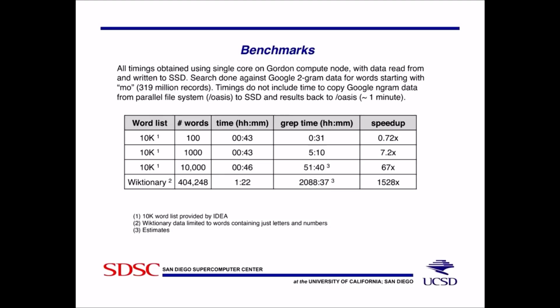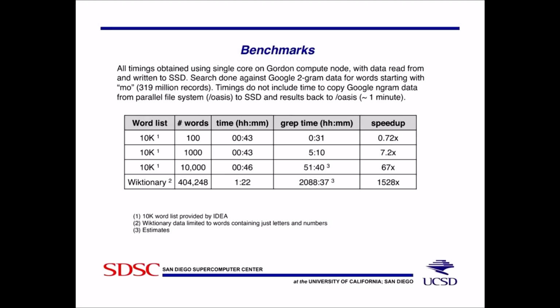So I'm showing timings here for different word lists and different numbers of words. The column that I labeled time, the third column, that's my implementation. The column labeled grep is the original implementation, and these are in hours and minutes. When we're looking at a modest number of words, say 100 words from a list of 10,000 words that the developers had provided me with, my implementation is actually a little bit slower. We get a speed up of 0.72.